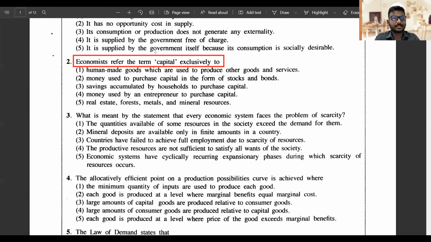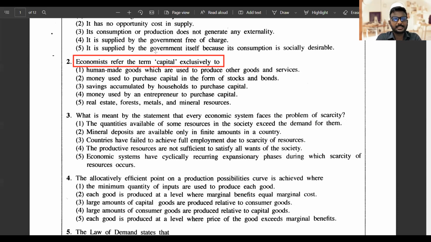If you look at the second, third, and the fourth answer, money used to purchase capital, savings accumulated by households to purchase capital, money used by an entrepreneur to purchase capital, all those three are just money being an exchange medium used to purchase capital. So money, we know, is not capital in economics. That's what is tested in this, because that's why three answers are referring to money here.